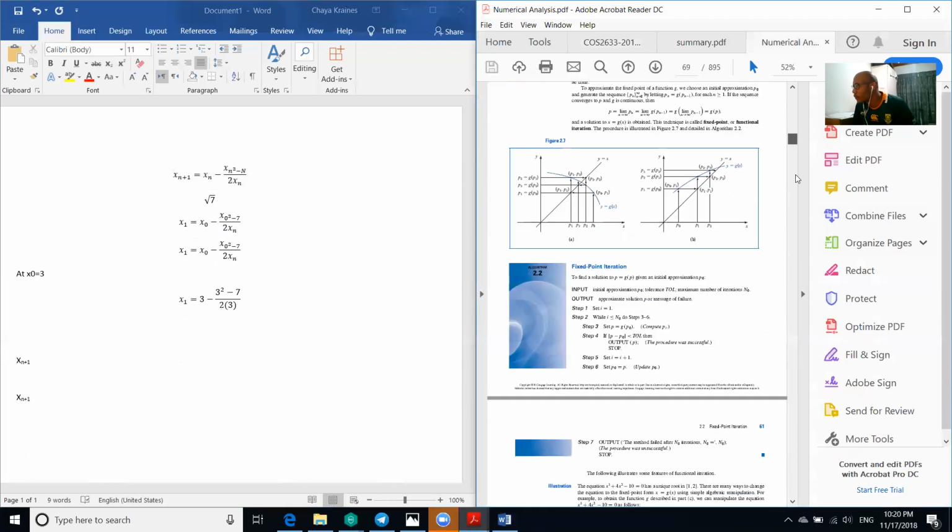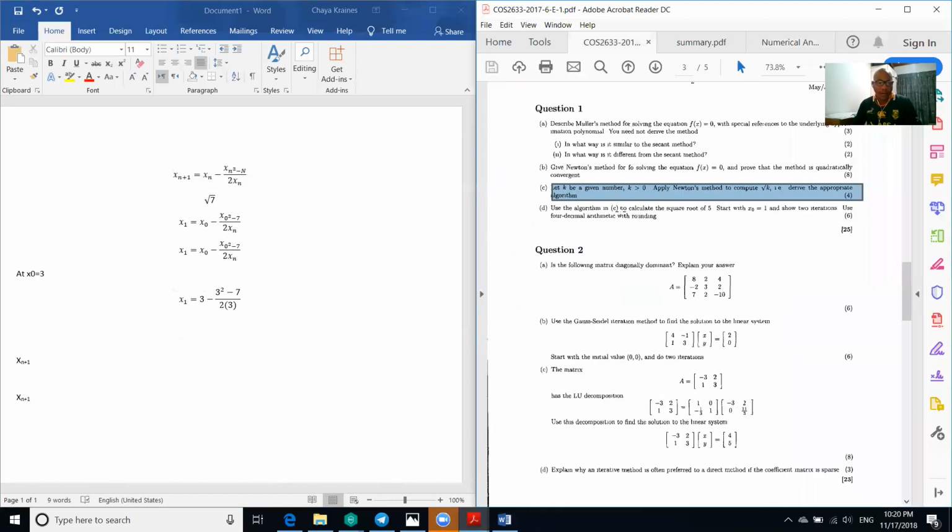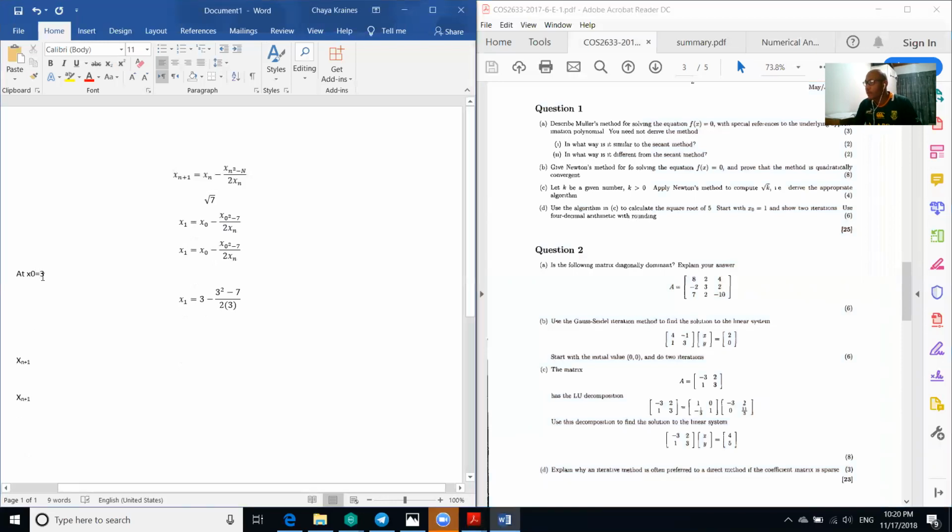Okay, it's not here. Okay, fine. Should we move on? Yes, we can move on. So to calculate the square root of 5, if we just do the square root of 5, we do it like this. Square root of 5, X1 equals. This is how we do it to find the square root of 5.